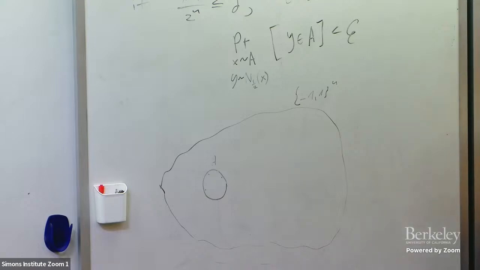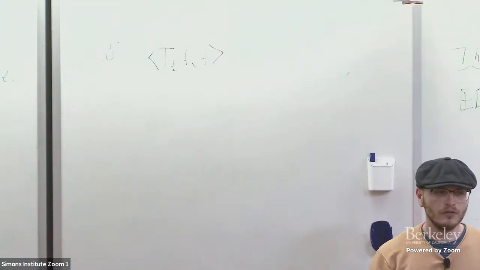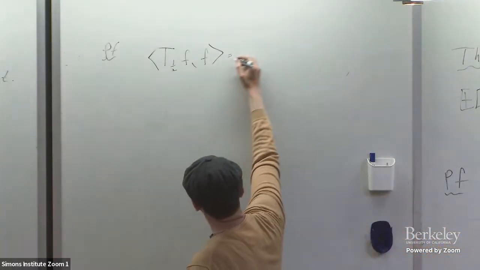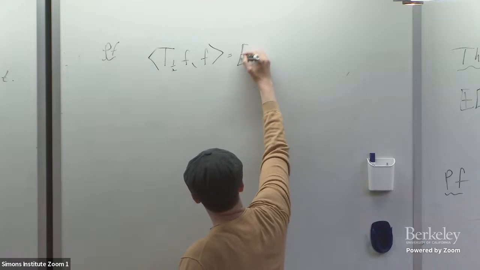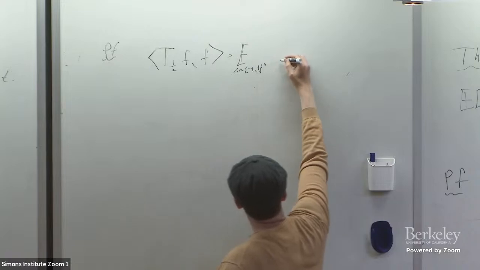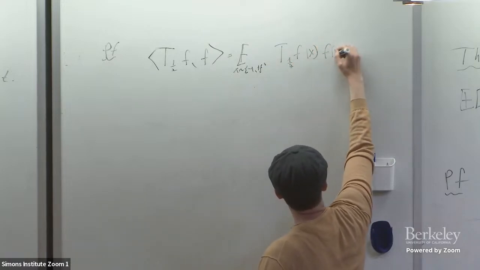Okay, so we have this operator, E of T_{1/2} applied to f, inner product with f. This is a Fourier interpretation, but it also has a probabilistic interpretation. This is the expectation over x in the cube of T_{1/2} f of x times f of x.